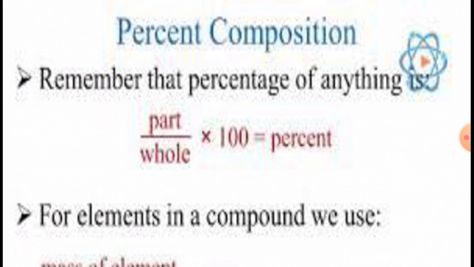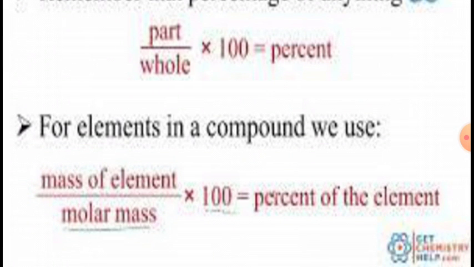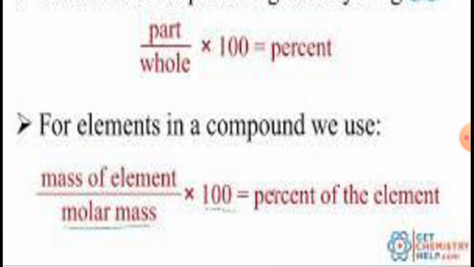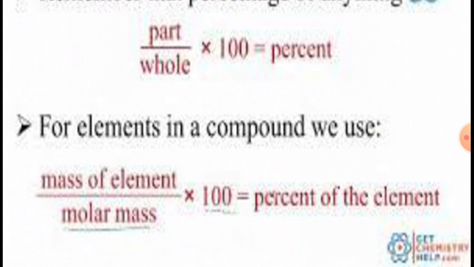Dear students, now we are focusing on the percent composition. Percent composition means we can find out the percentage of anything present in any big thing. For example, for elements in a compound we use this formula: mass of element over molar mass, multiplied by 100, is equal to the percentage of the element in that particular compound. With the help of this formula we can calculate the mass percentage of any element in the given compound.